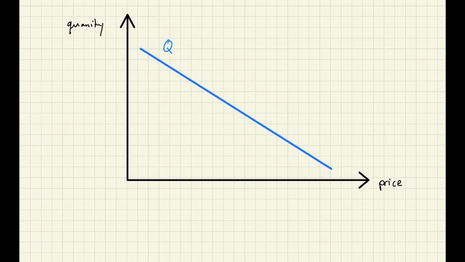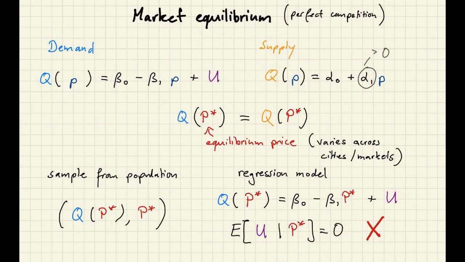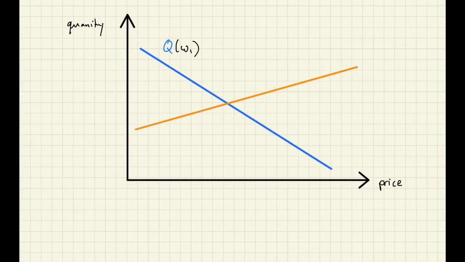For now, let's look at one specific city or market. Let's call it omega 1. Our supply curve will look like this, and it will look the same for all markets because we have assumed that the supply is the same in all markets and that there's no supply shock. This was just for simplicity.